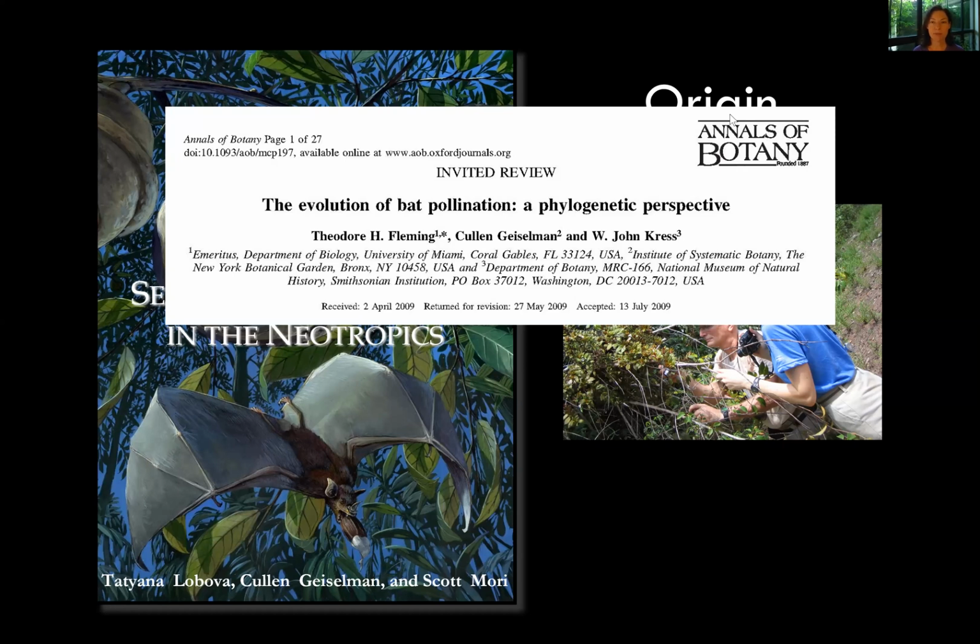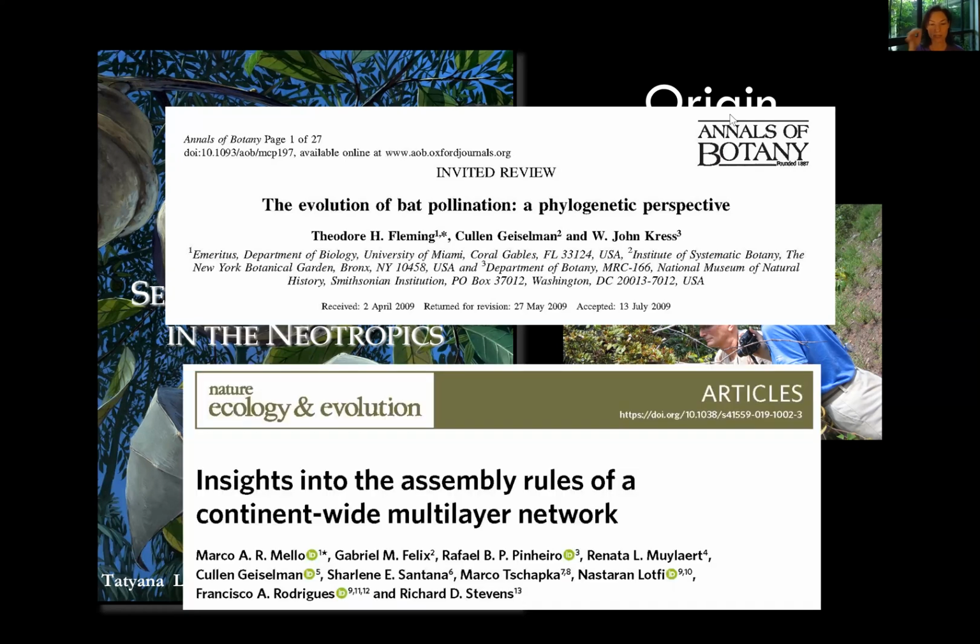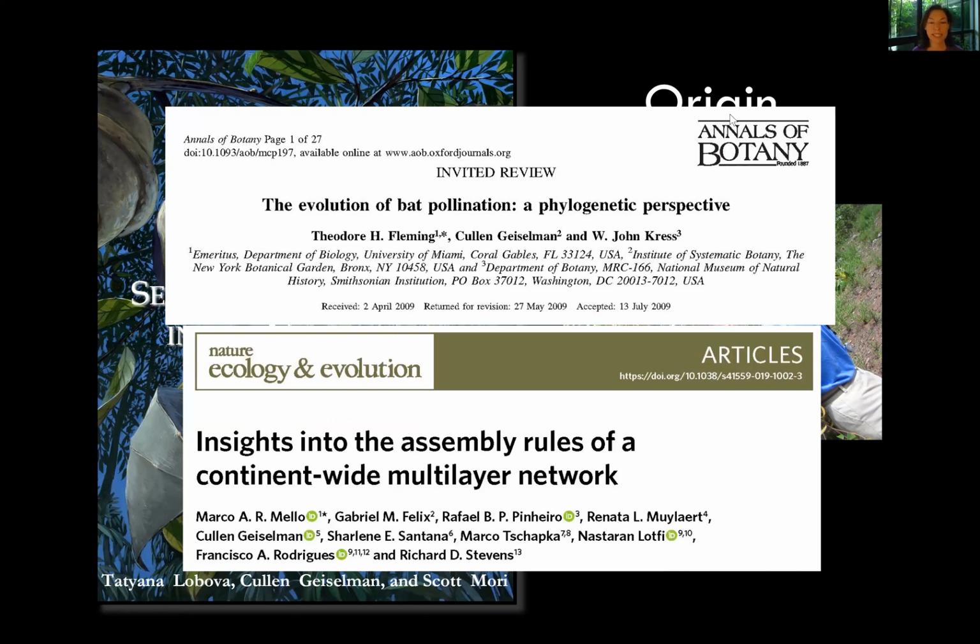In the meantime, there was another group that was using our data in order to look at continent-wide networks between bats and plants and sort of trying to understand how these things are working. And just last year, after many, many years, the data from the database from 2010 was put together in another paper that was published called Insights into the Assembly Rules of a Continent-Wide Multi-Layer Network, looking at these different relationships. And obviously, research continues. There's lots more going on between bats and plants out in the world and around the world. And so, like many projects, we had to rethink what we were going to do with this database.